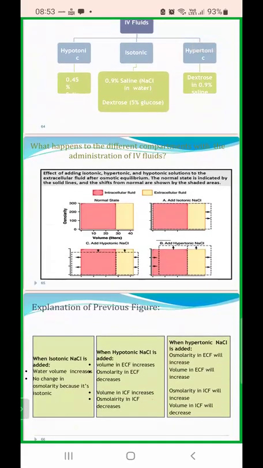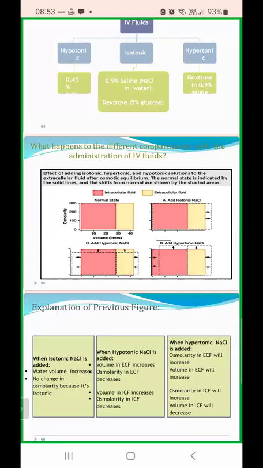Effect of adding isotonic, hypertonic, and hypotonic solutions to the extracellular fluid after osmotic equilibrium. The normal state is indicated by the solid line, and the shift from normal is shown by the shaded area. You can see the contraction and expansion accordingly. This is the normal state towards the left, that is part A. Now, when you add the isotonic fluid, what is happening? The fluid shifts between ECF and ICF, so they equalize.